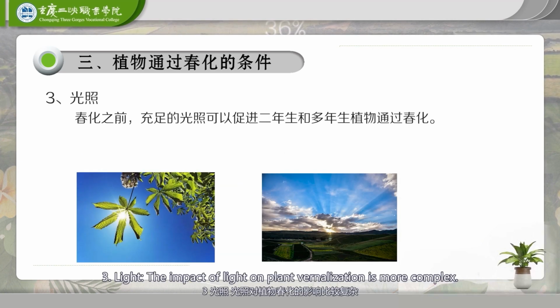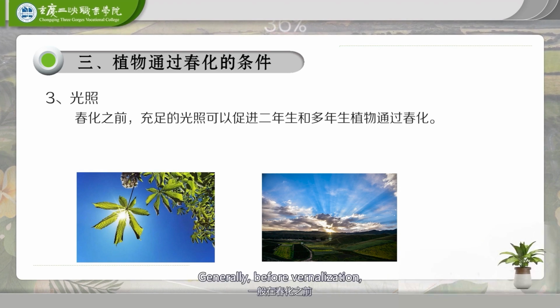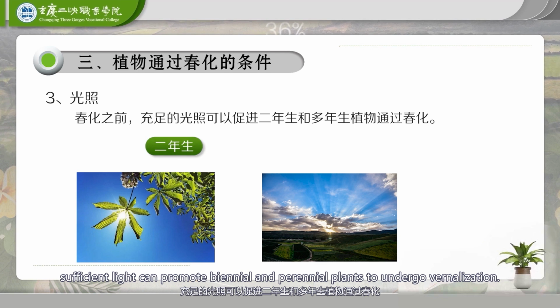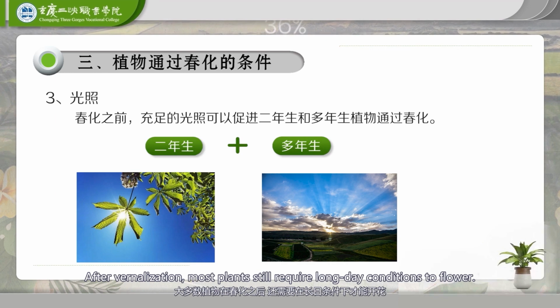3. Light. The impact of light on plant vernalization is more complex. Generally, before vernalization, sufficient light can promote biennial and perennial plants to undergo vernalization. After vernalization, most plants still require long day conditions to flower.